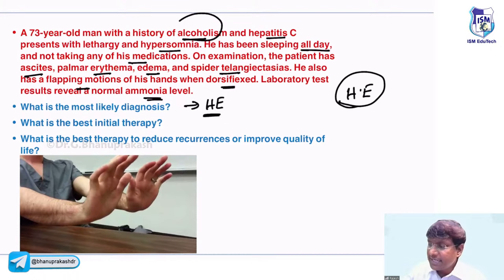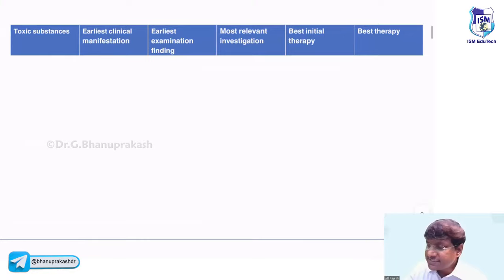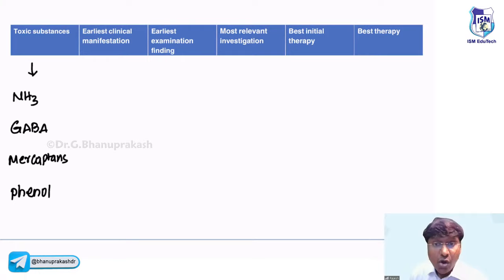Now, you need to know the toxic substances in patients with hepatic encephalopathy. The most common will definitely be ammonia. And what are the other toxic substances? The other toxic substances will be gamma-aminobutyric acid, then mercaptans, right? Then phenol, next octopamine, okay? These are the toxic substances which can be increased in patients with hepatic encephalopathy.